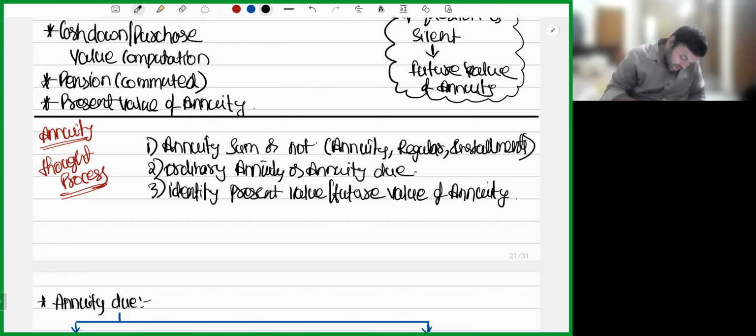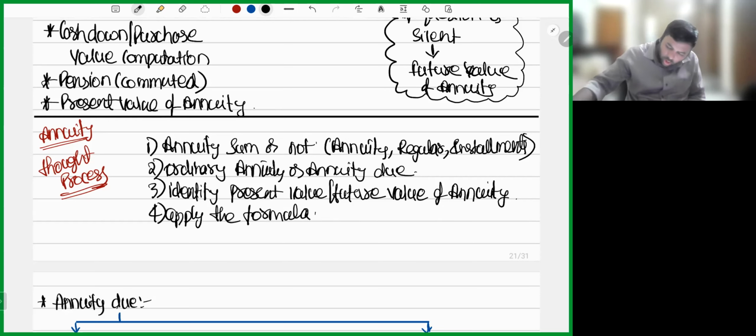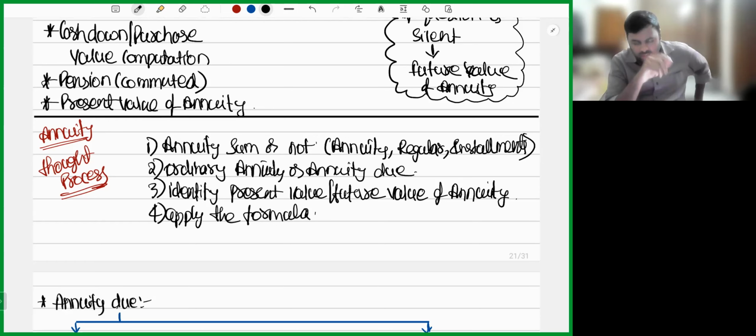Okay. Next, after this, you will apply the formula. So this would be your thought process, my dear friends. Whenever you have any sum on annuity, this will be the thought process. I hope the point is clear, everybody. Enough examples we have done. Now let's go to the sums and try cracking a few sums.